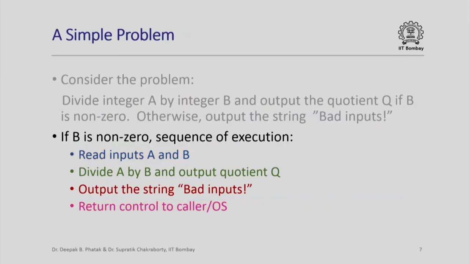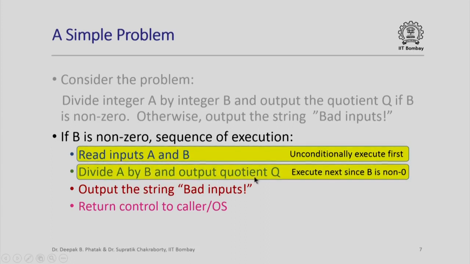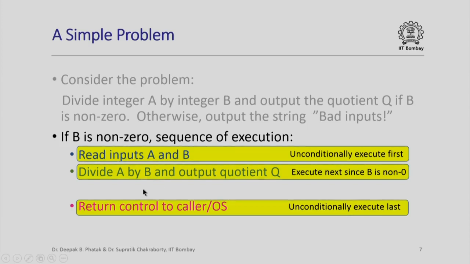So now if b is non-zero, then the sequence of execution that we should have is the following: read inputs a and b, this of course is unconditionally executed first. Now since b is non-zero, we should then execute this instruction, divide a by b and output the quotient q, and we should not be executing the other instruction, and finally we should be returning control to the operating system.